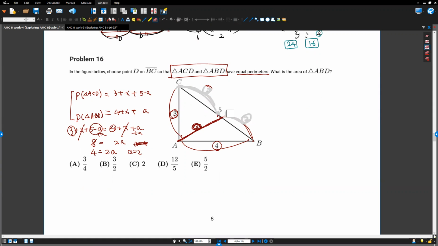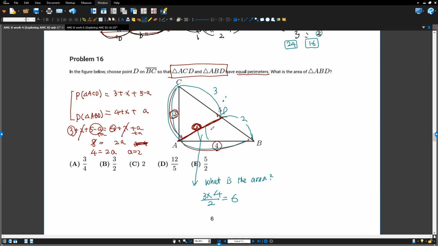Now we know that we already got this. This number is 3. This number is 2. So the ratio is what? 3 to 2. What is the area of this triangle? What is the area of this triangle? Base times height divided by 2. Yeah, 3 times 4 divided by 2 is 6. This area is 6. This area is 6. We can divide it into what? 2, 2, 3. So we're going to find this side, A, B, D, this area.